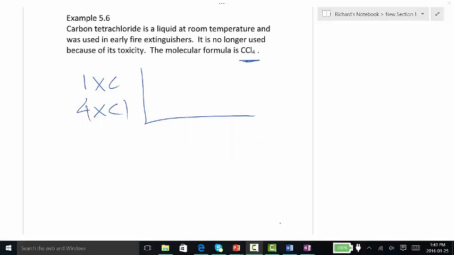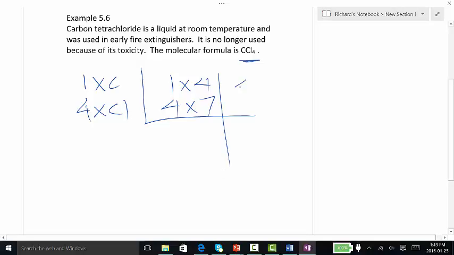If each carbon atom has 4 valence electrons, and there's 1 carbon atom, that's 1 times 4. There's 4 chlorine atoms, and each chlorine atom has 7 valence electrons. I want to determine how many valence electrons are available for bonding in this molecule, so I'm going to do a tally. 1 times 4 is 4. 4 times 7 is 28. That's a total of 32 electrons to distribute.